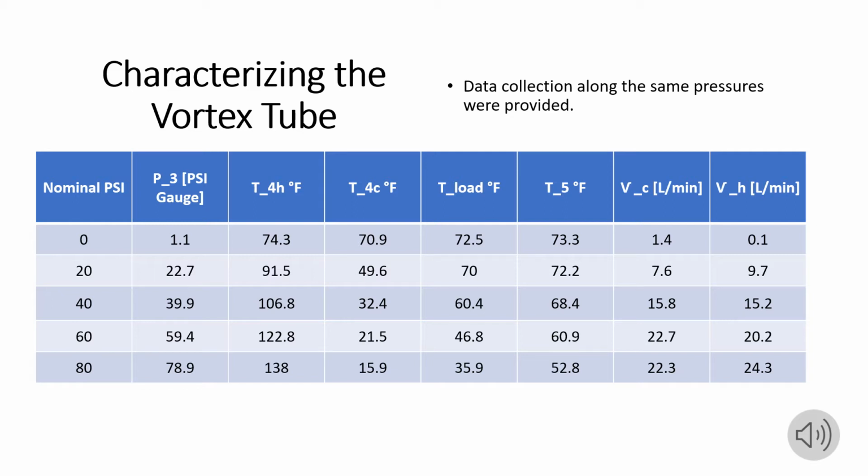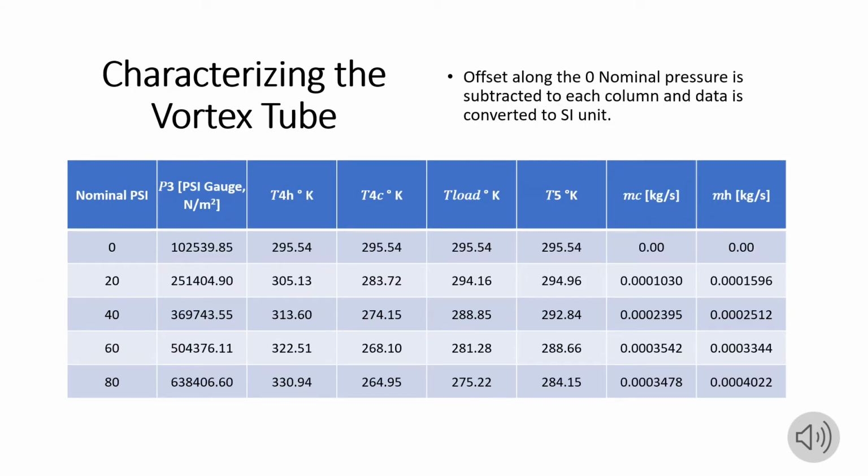The temperature at 0 psi should be equal to the ambient temperature, which is measured to be 69.48. The flow rate at 0 pressure also has to be 0. Those offsets need to be subtracted. The table shows the modified data, converted to SI units.